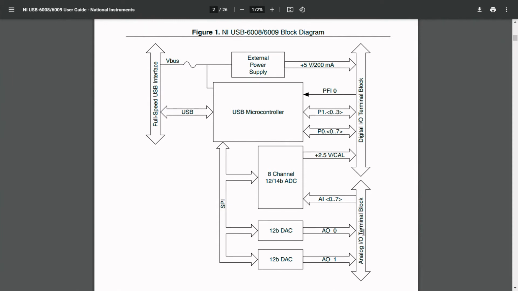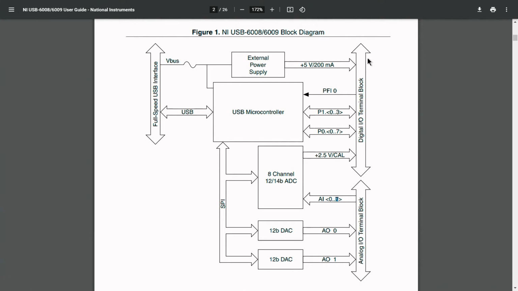So that information can be collected or given through the analog terminal blocks. There are dedicated analog input terminals as well as analog output terminals available on the analog rail. There is AO0 and AO1. AO represents analog output, channel 0 and channel 1, whereas AI represents analog input 0 to 7, which means a total of 8 channels can be utilized.